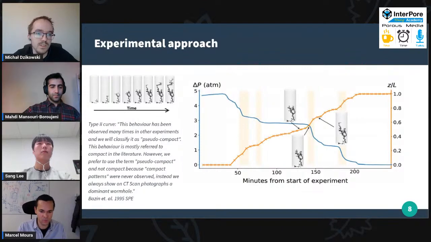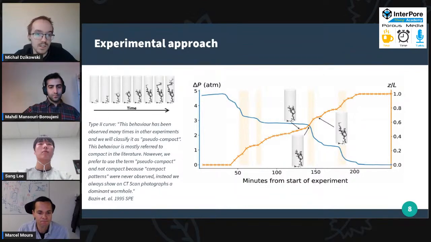So we try to recover that in numerics. And the other element that we wanted to recover in numerical simulation is the drops of the pressure drop. One would expect that the tip of the wormhole advances through the sample more or less linearly. In this case, there is this blue line that represents the pressure drop.